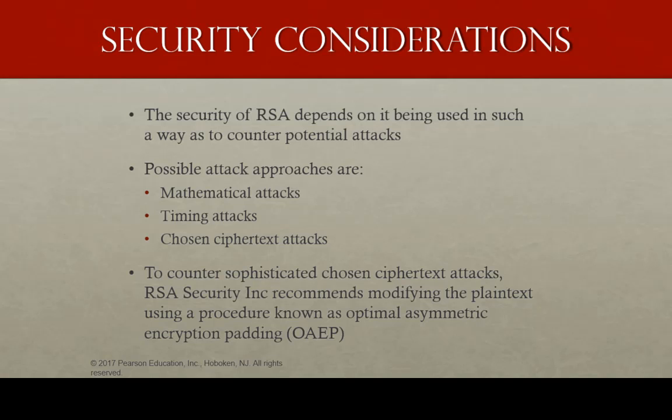To counter sophisticated chosen ciphertext attacks, RSA Security, a leading RSA vendor and former holder of the patent, recommends modifying the plaintext using a procedure known as optimal asymmetric encryption padding. A full discussion of the threats is beyond our scope, but for an introduction, please refer to the end of chapter information. Here we simply summarize the OAEP procedure as shown in this slide.